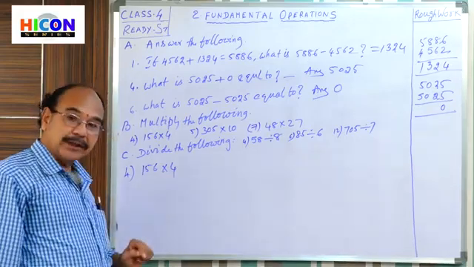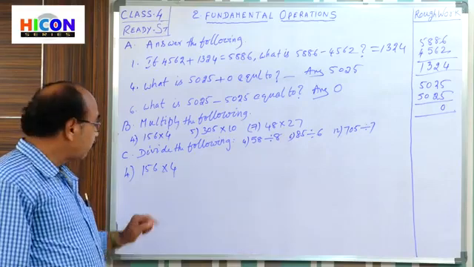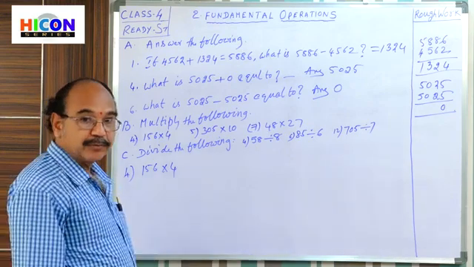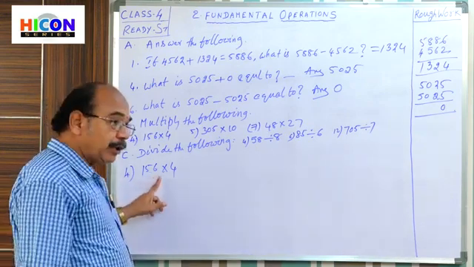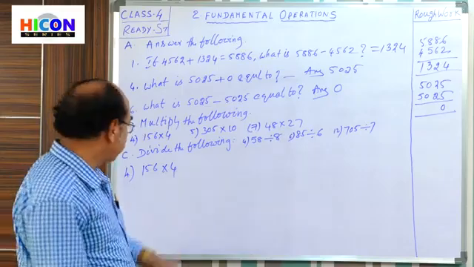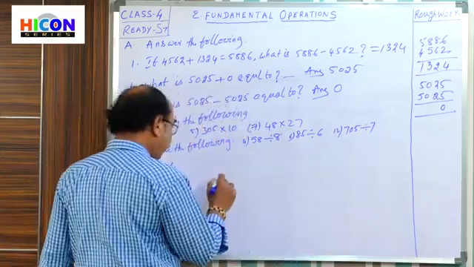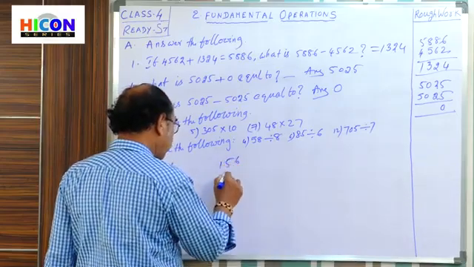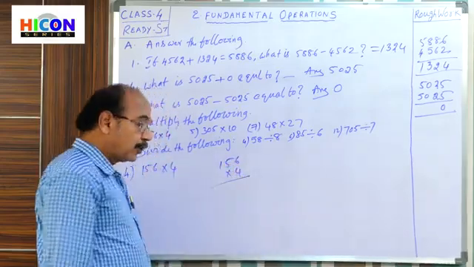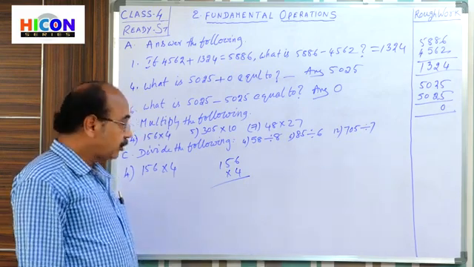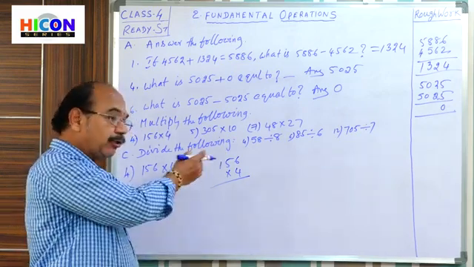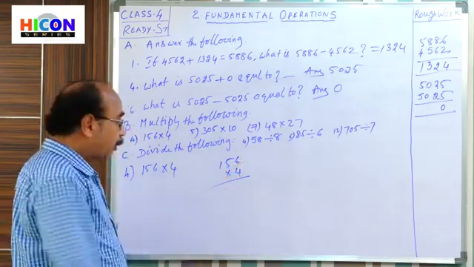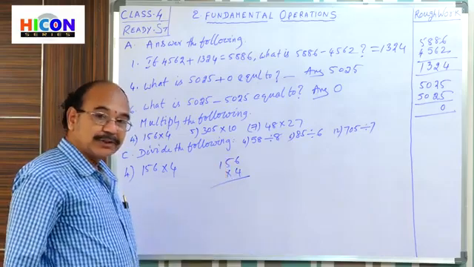So, we are going to learn multiplying a 3-digit number with a single digit. See here, 156 into 4, how to multiply? I will explain. You start the multiplication from right to left. What is the digit in the units place? 6. Multiply 6 with 4 first.